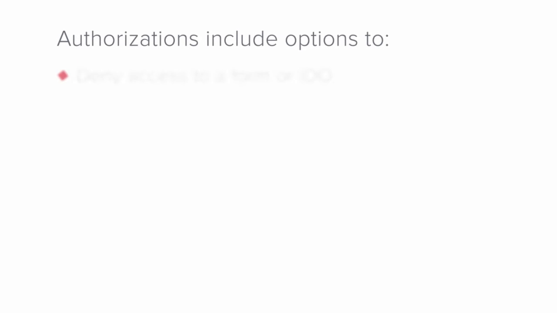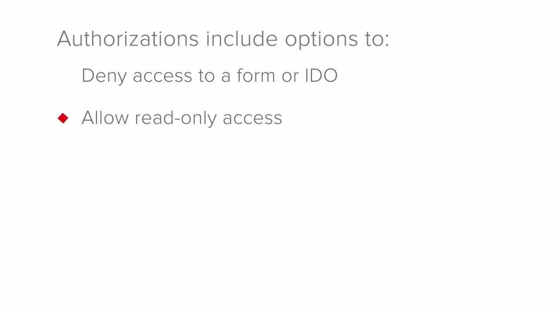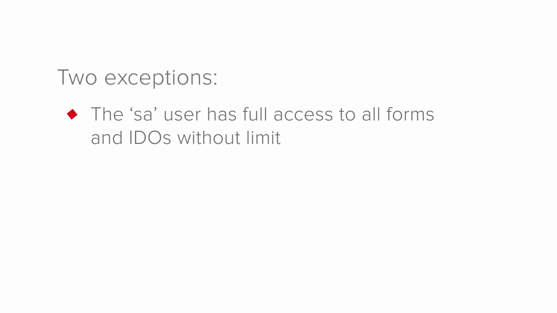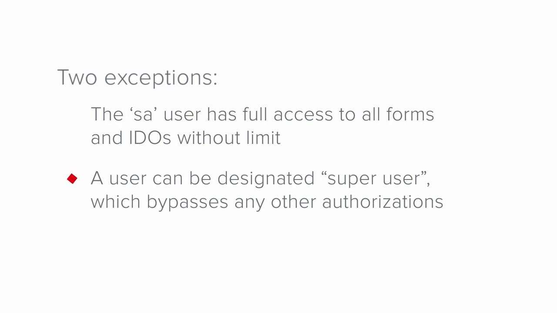Authorizations include options to deny access to a form or IDO altogether, allow read-only access, meaning users can look at forms but not make changes to the data in them, or have full access to both view and modify the data on forms. There are two exceptions to these basic authorization rules. The SA user has full access to all forms and IDOs without limit, and a user can be designated super user, which bypasses any other authorizations you might or might not define for them.